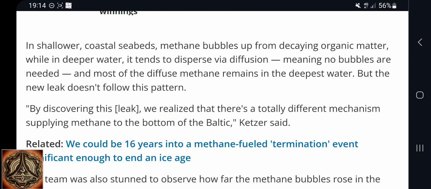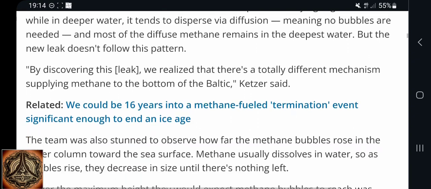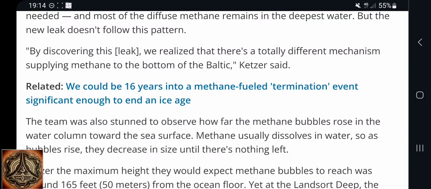Meaning no bubbles are needed. And most of the diffuse methane remains in the deepest water. But the new leak doesn't follow this pattern. By discovering this leak, we realized that there are totally different mechanisms applying methane to the bottom of the Baltic.